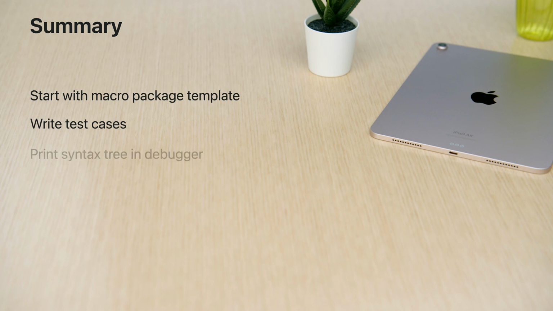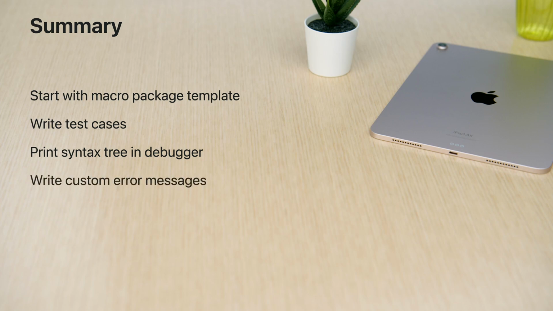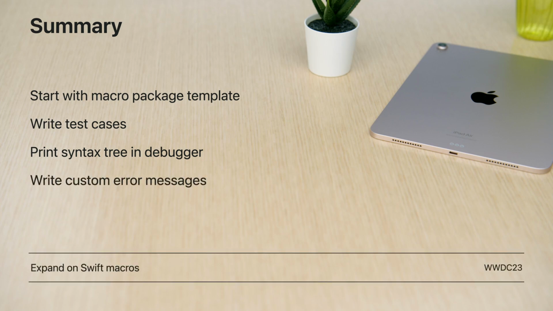And if you're doing this, you can inspect the layout of the syntax tree by setting a breakpoint in the expansion function, running your test, and printing the syntax tree in the debugger. And finally, if your macro is not applicable in certain circumstances, you should always emit custom error messages, so that even if things go wrong, your macro will shine.